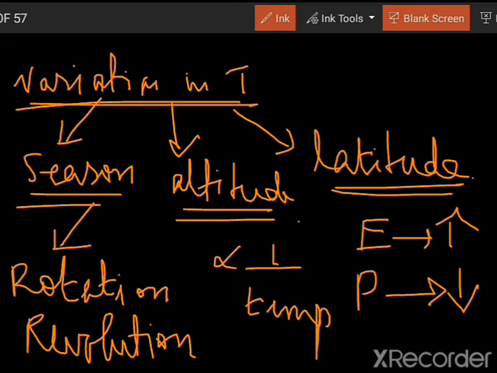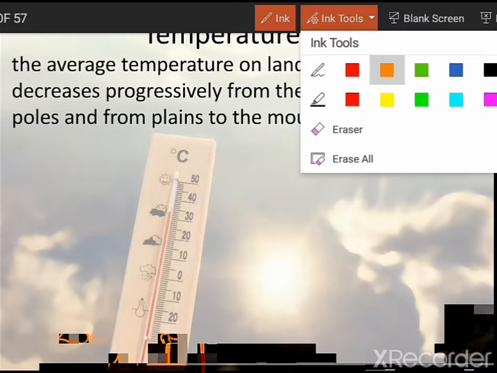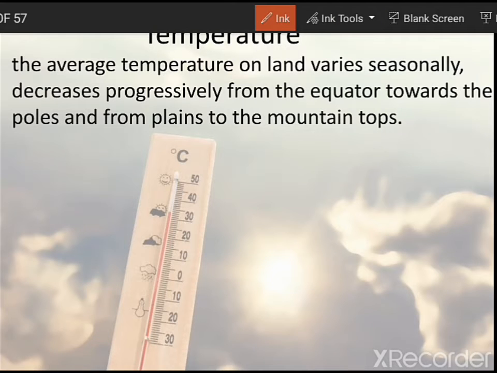Seasonal variation is due to the rotation and revolution of Earth. Altitude variation can be seen when we move from plains to the hills, the temperature decreases, and latitudinal variation can be explained by the fact that the temperature is high at the equator and low at the poles. So here we can see the lines from NCERT. Average temperature on land varies seasonally, decreases progressively from equator towards the pole, and from the plains to the mountain tops.